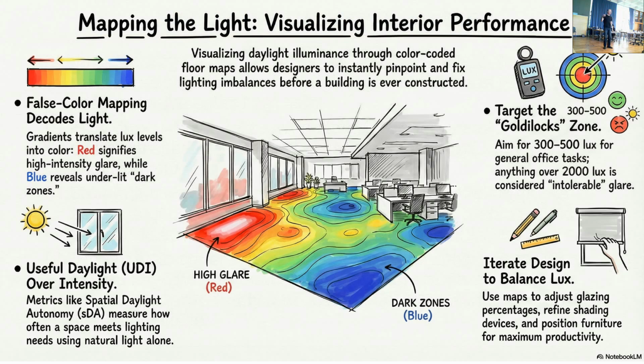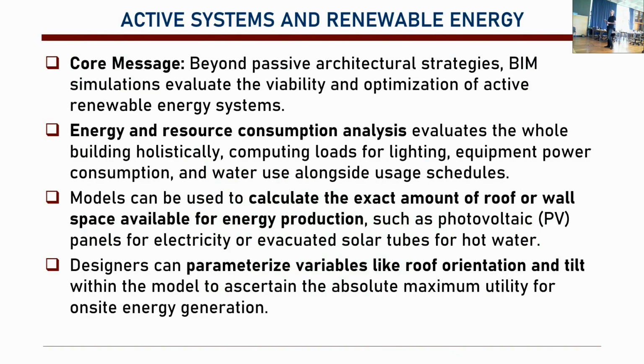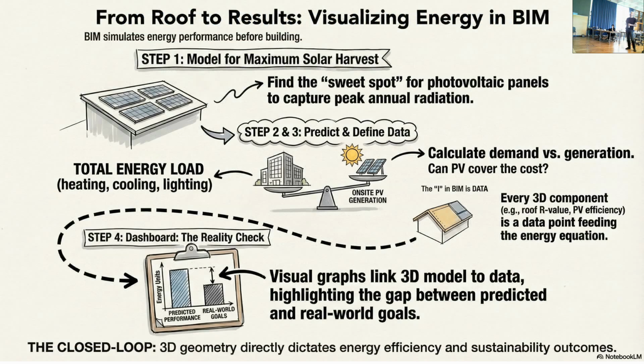And we will be able to do that with Revit. So this is another part of the exercise today. And then active systems, renewable energy: how do you calculate the amount of roof or wall space where you can put photovoltaics and figure out how much energy you can gain from these? So you can create parameterized variables like the roof orientation or roof tilt, and accordingly you can design your project and figure out which results work better.